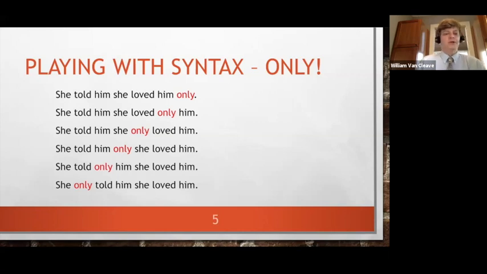If you look at the bottom one, she only told him she loved him. And I think that's probably the funniest because it suggests that she's dating several people, but there was only one that she chose to tell that she loved him. So again, it's just the shifting of this single word only, and yet the content, the comprehension of the sentence shifts radically.